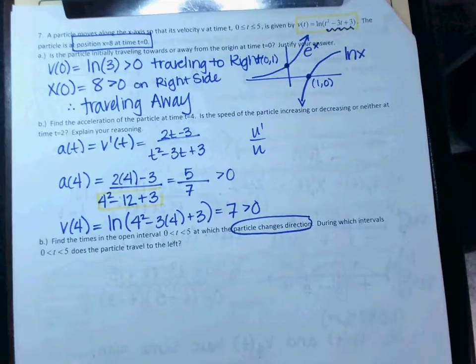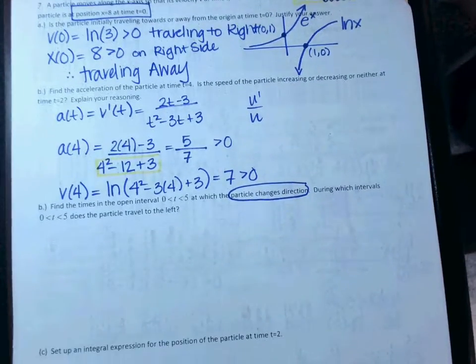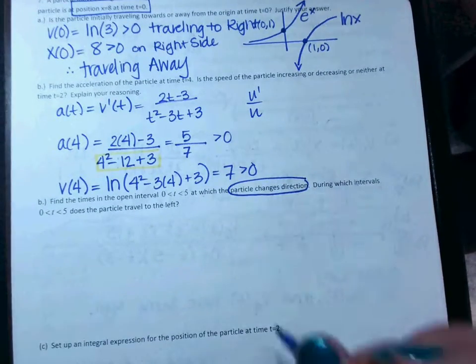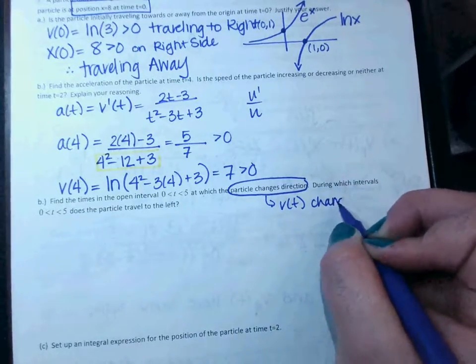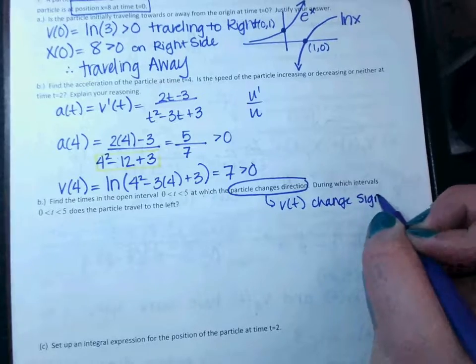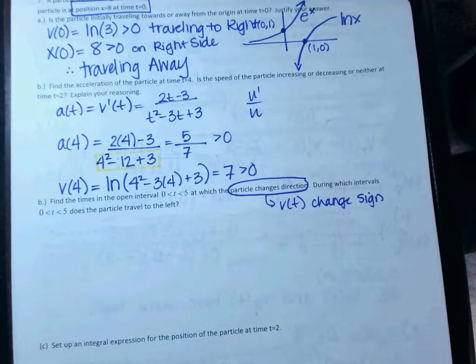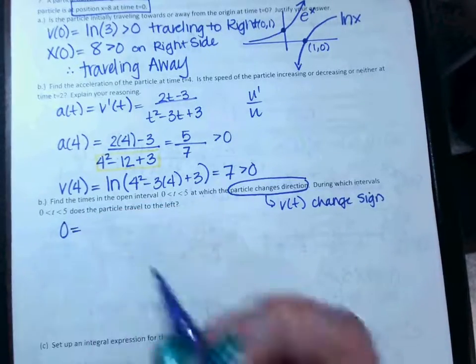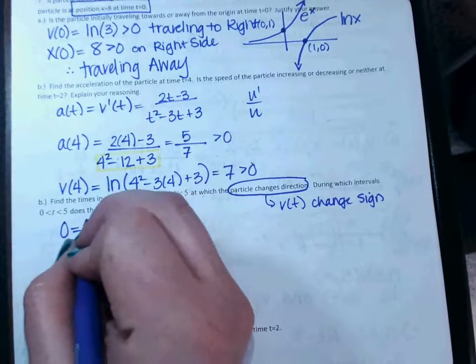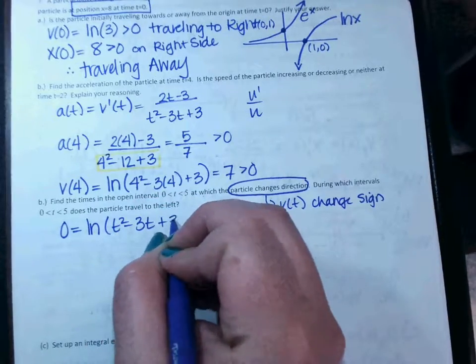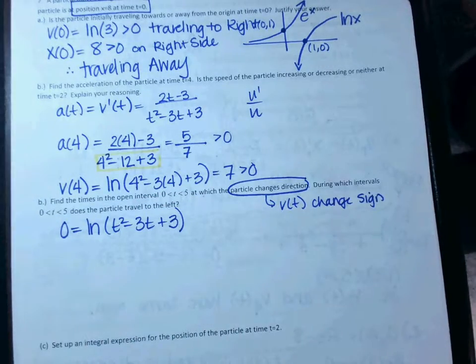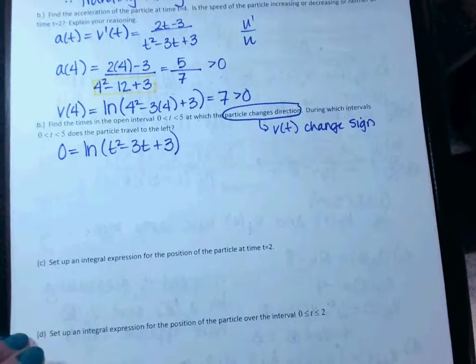Okay, so the position is going to have to change direction. Then we want v of t to change sign. And now remember, v of t is what they already gave you, right? So we're going to set 0 equal to the ln of t squared minus 3t plus 3. So far, so good?